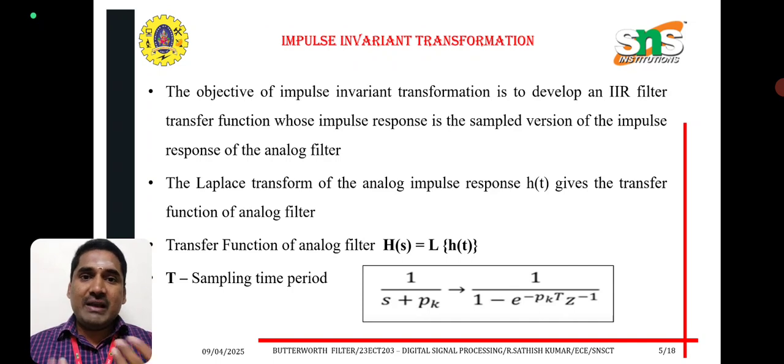What is meant by impulse invariant transformation? The objective of the impulse invariant transformation is to develop an IIR filter whose impulse response is the sampled version of the impulse response of the analog filter. The Laplace transform of the analog impulse response h of t gives the transfer function of the analog filter, that is H of s is equal to the Laplace transform of h of t. T is nothing but the sampling time period. Therefore, it can be defined as 1 divided by s plus pk is equal to 1 divided by 1 minus e power minus pk T into z inverse.